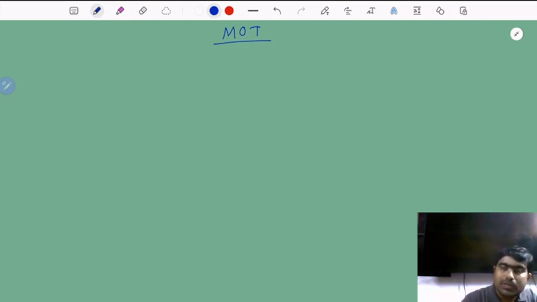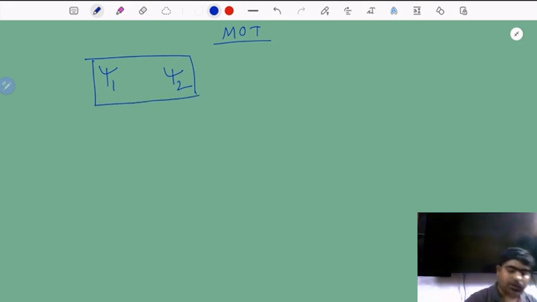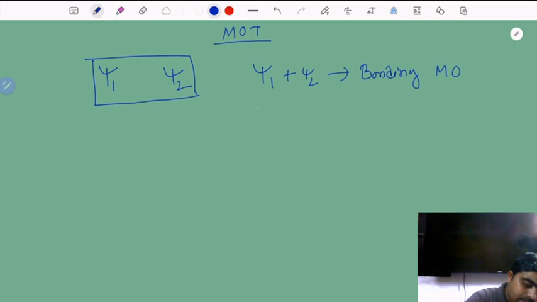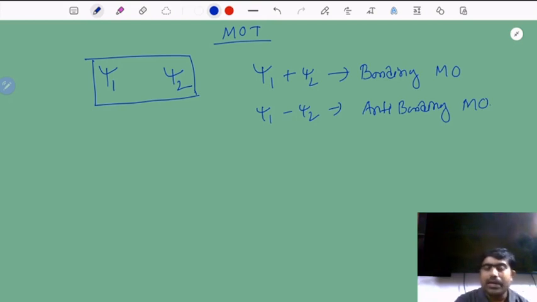There are two atomic orbitals. Suppose we consider one atomic orbital as psi1 and another atomic orbital as psi2. These two atomic orbitals combine to make molecular orbitals, and they make two molecular orbitals. If psi1 and psi2 are added to each other, they make the bonding molecular orbital. And if psi1 and psi2 are subtracted, they make the anti-bonding molecular orbital. Understand? One is bonding, another is anti-bonding.